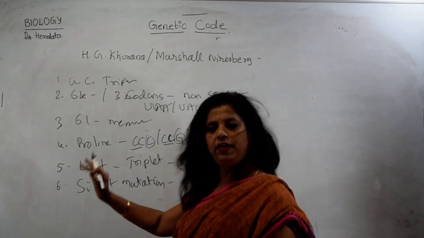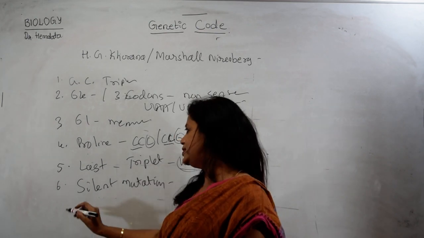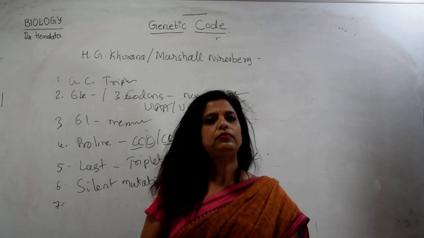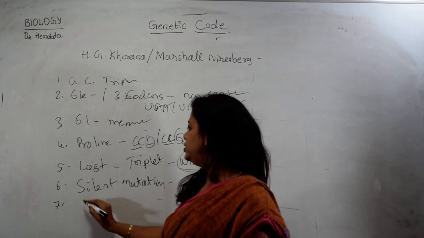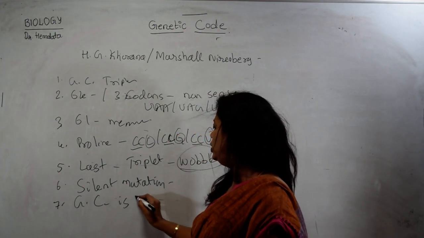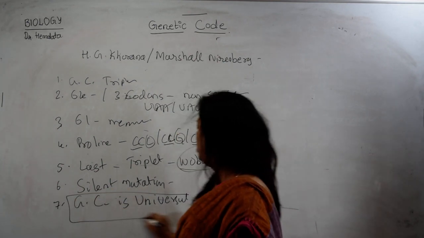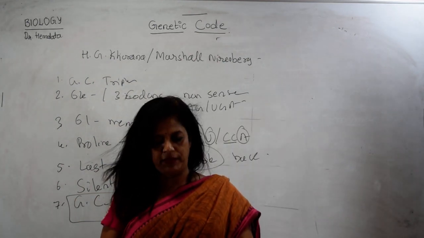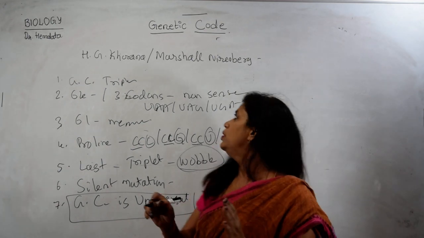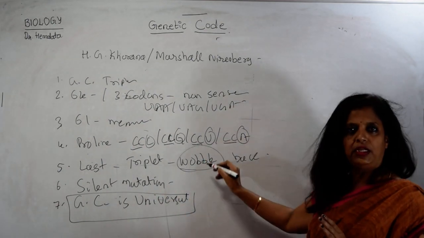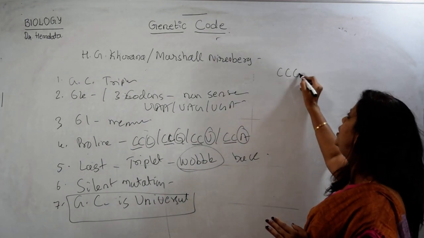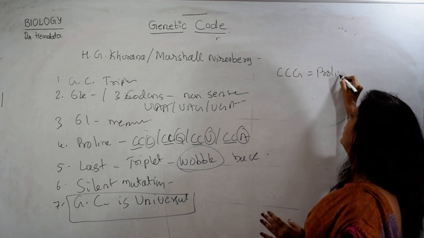So, till here, we have done it. Now, the next thing is the seventh characteristic: the coding language, or genetic code, is universal. This you remember now. What do you mean by universal coding language? Suppose, continuing the same example, CCG is coding for proline.